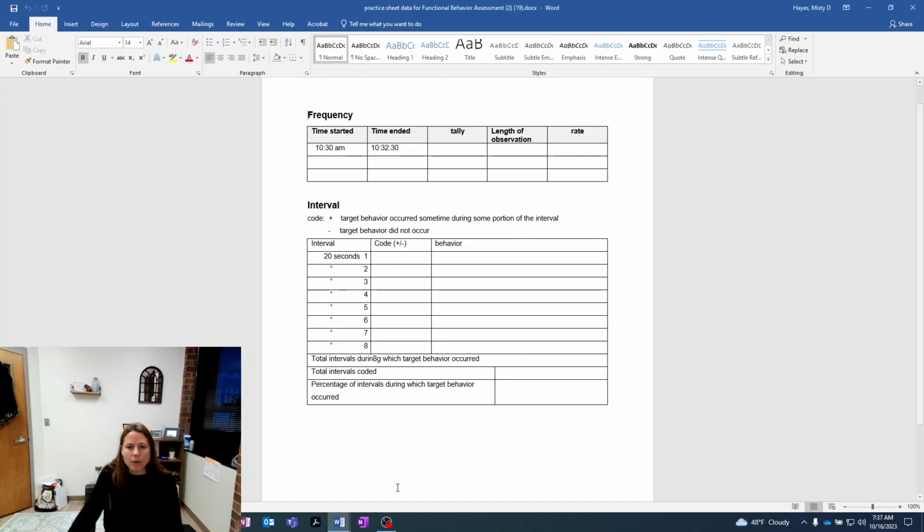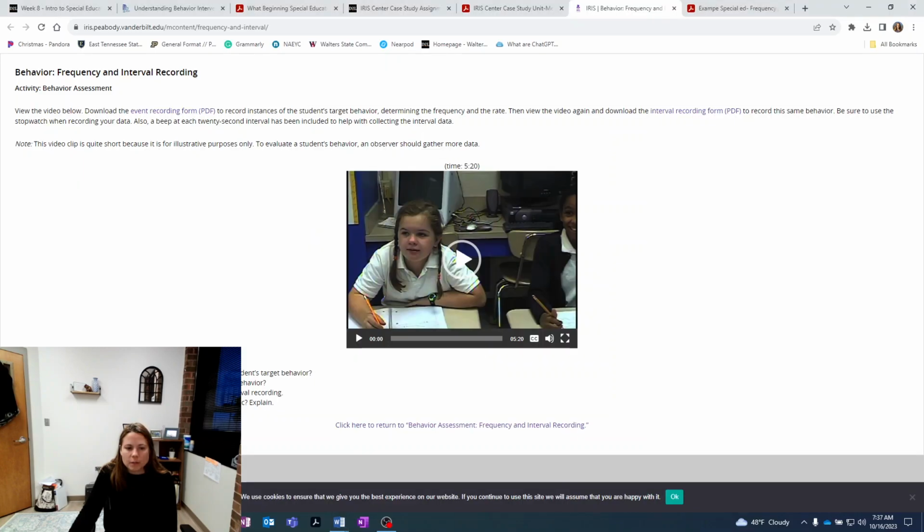So this is what we call a partial interval. Partial is where we're only looking at certain snips of time instead of a whole long period of time. If it was a whole interval, you wouldn't do 20-second intervals. You would just put your stop time. Okay, I'm going to watch the student for 15 minutes. And you would set your timer on your phone for 15 minutes, and then you would do whole interval recording. This is partial, okay, because we did 20-second intervals.